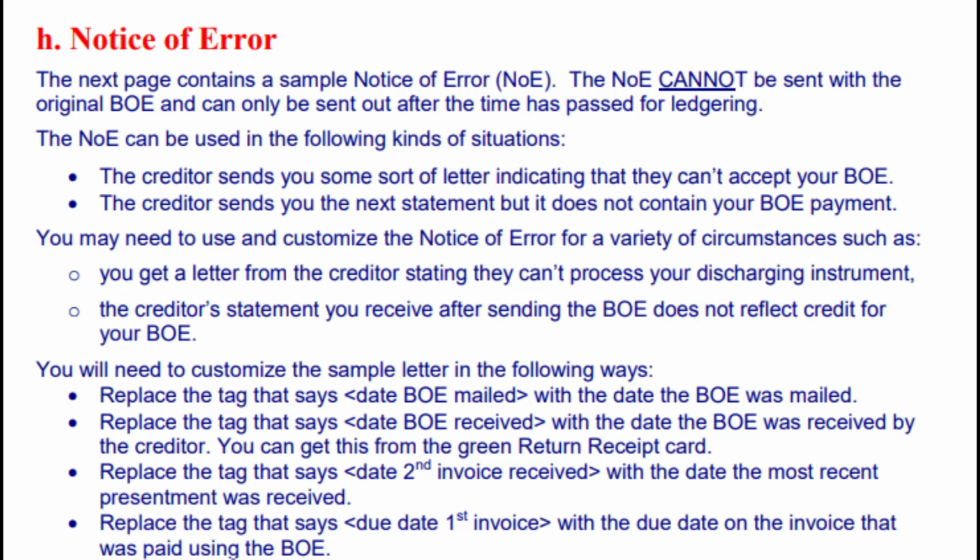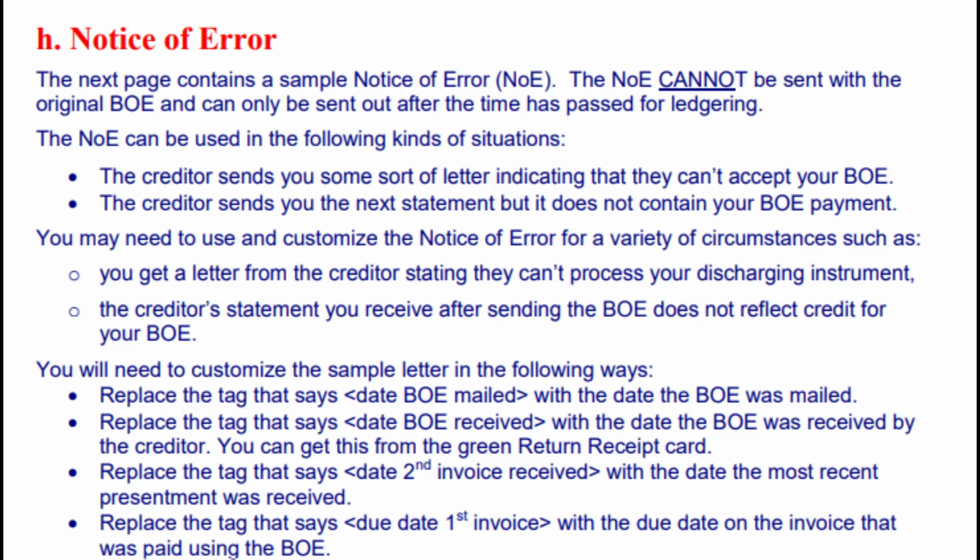So the creditor sends you some sort of letter indicating that they cannot accept your BOE. Or the creditor sends you the next statement, but it does not contain your BOE payment, meaning that you sent it in, but they didn't apply that. They also didn't send it back with the notice of defect. That's the reason why they're not able to process it, okay? That is all fraud. They have to process that.